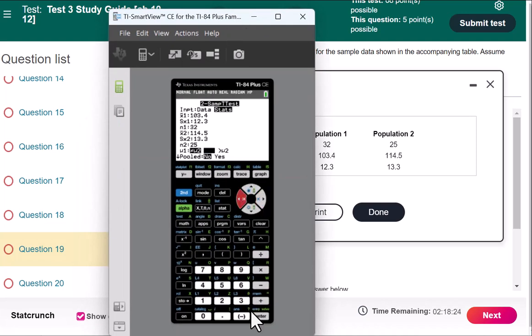So the second one. Now for pooled, by default, the pooled is no, unless he says the population variances are equal, then it is a yes. So we're just going to use no here and calculate. And look, guys, this is the test statistic, and this is the p-value. So test statistic is -3.23 and p-value 0.0011.